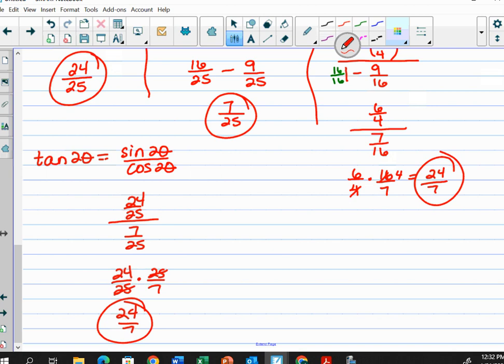Now, if I don't ask you sine of 2 theta and cosine of 2 theta, it might be faster to just use the tangent formula, but maybe not. Maybe you like the other two formulas a lot better. That's fine. Okay, let's try again.